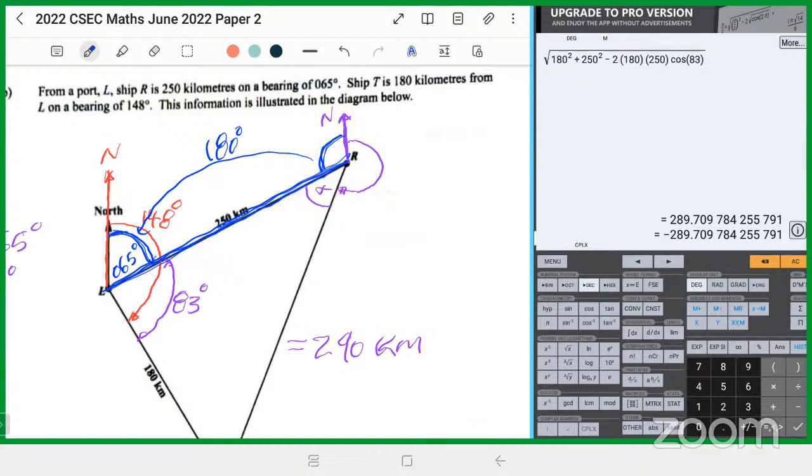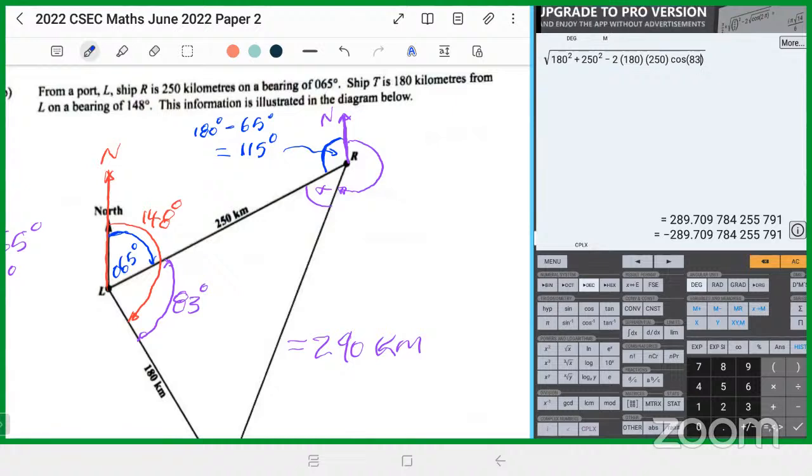Call them co-interior angles. All right, so it means then that this angle right here is actually equal to 180 degrees minus the 65 degrees. 180 minus 65 is how much? 115. That's correct. Students, are you with me? Yes, sir. All right, so that's 115.